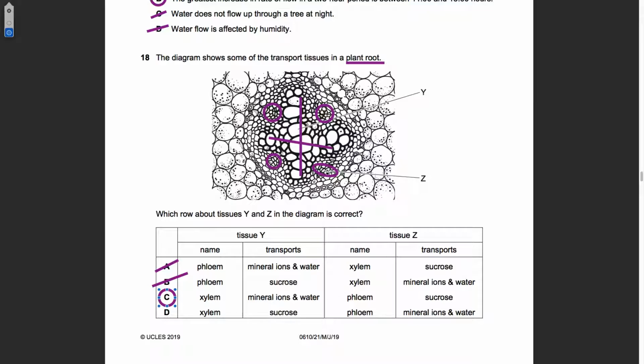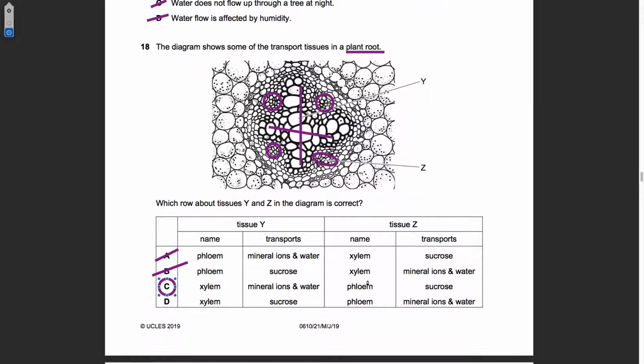Z, which is the phloem, which is nicely, snugly tucked up inside the arms of the xylem, its job is to carry sucrose. So just check with C and D: in D, its function is basically mixed up. But C, it's xylem, it carries mineral ions and water, and then phloem, which is Z, is carrying the sucrose, and it also carries amino acids, but that's not mentioned in the question.